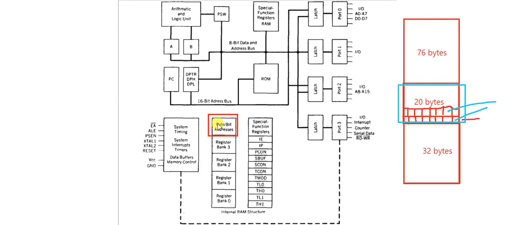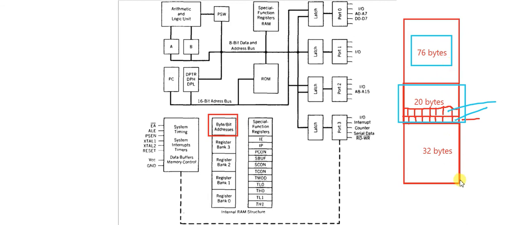The remaining part is the general purpose RAM of 76 bytes. This is the general purpose area where we can store any temporary data during execution, in these 76 bytes of GP RAM.